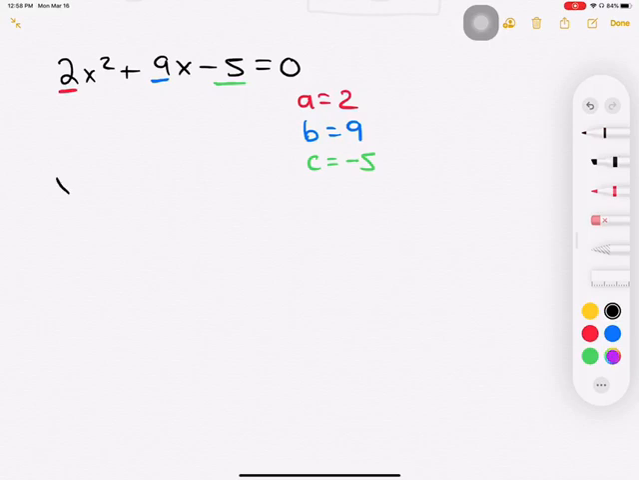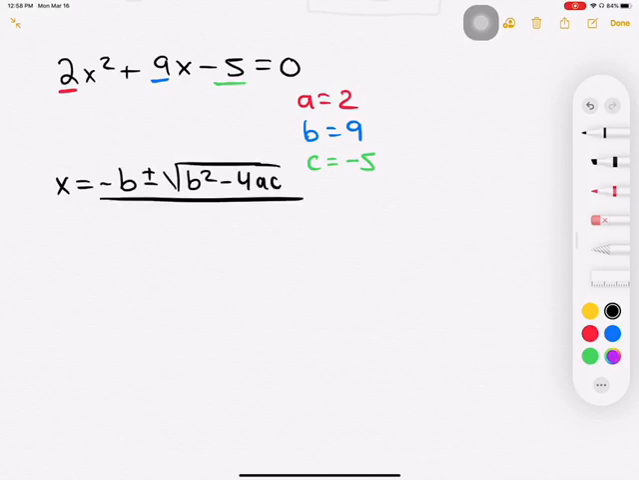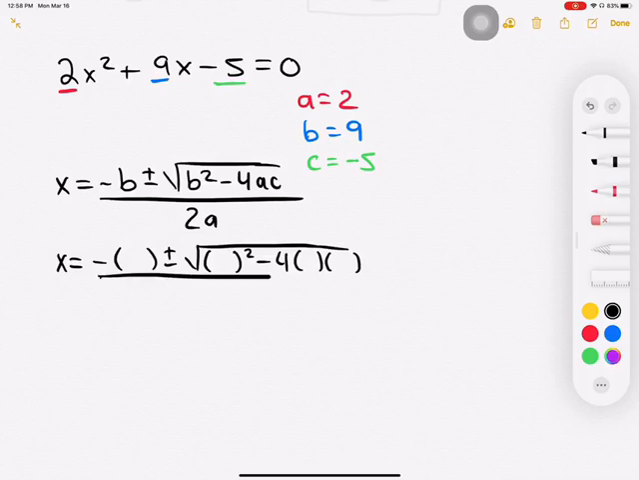So now I have to replace those values for the variables in my quadratic formula. That's -b plus minus square root of b squared minus 4ac, the whole thing divided by 2a. So let me replace those letters with parentheses like I just did before.